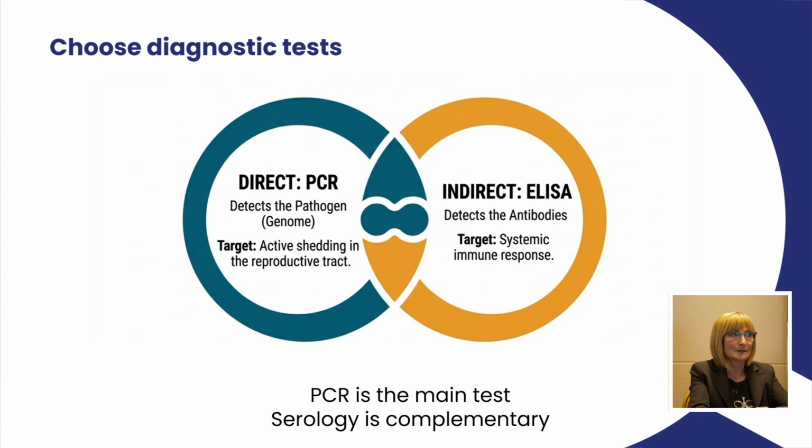About the diagnostic tests, we have the PCR, that is the main test, targeted on the reproductive tract and detecting directly the pathogen. And complementary, we have the indirect serology, mainly ELISA test, and the target in this case is the systemic immune response.